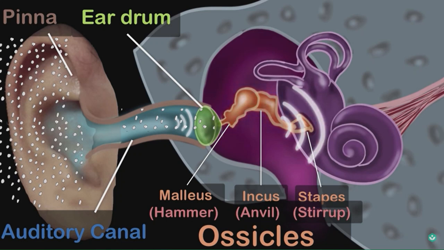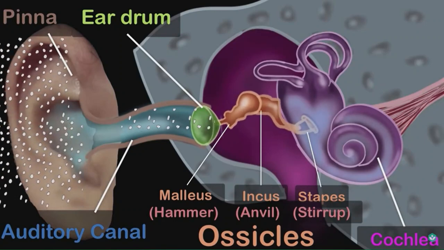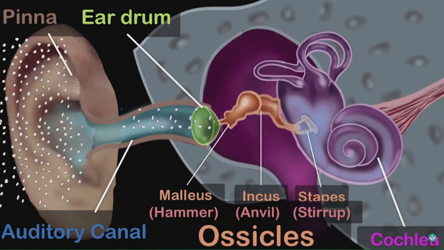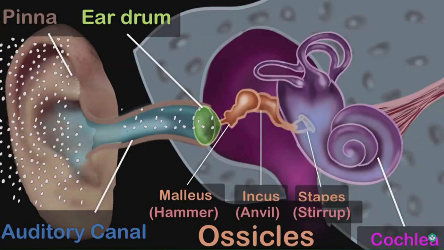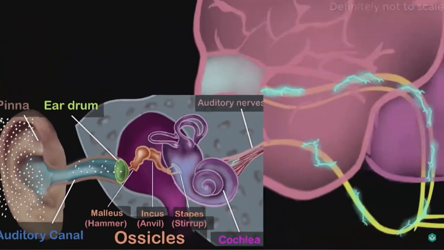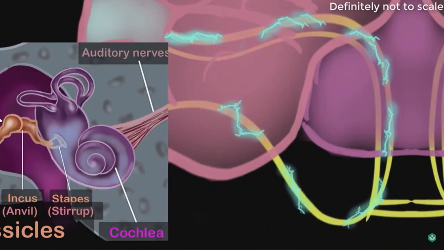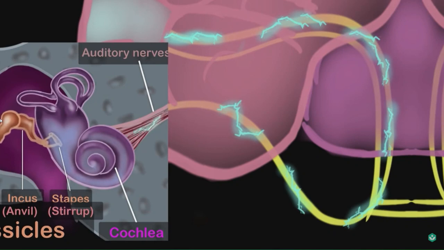The vibrating stirrup strikes on the membrane of the oval window and passes its vibration to the liquid in the cochlea. Due to this, the liquid in the cochlea begins to vibrate. The vibrating liquid of cochlea sets up electrical impulses in the nerve cells which are present in it. These electrical impulses are carried by auditory nerve to the brain. The brain interprets these electrical signals and it gives us a sensation of hearing.